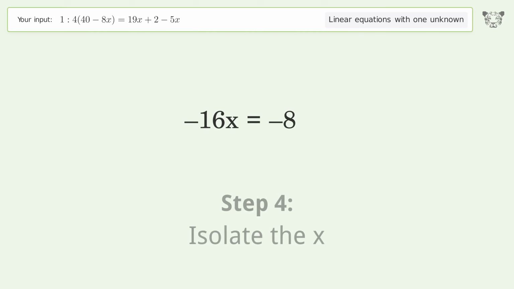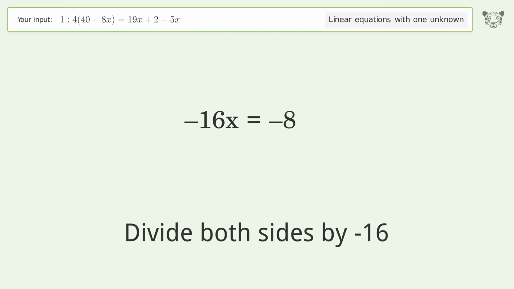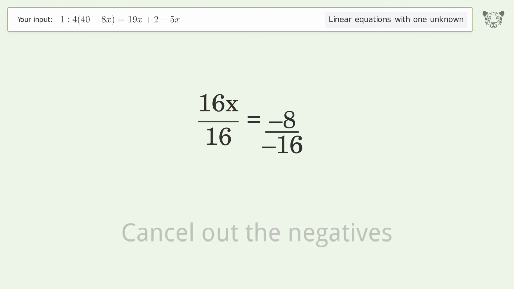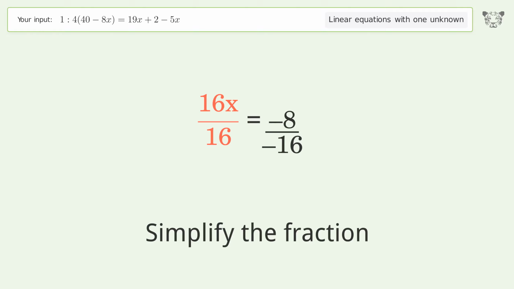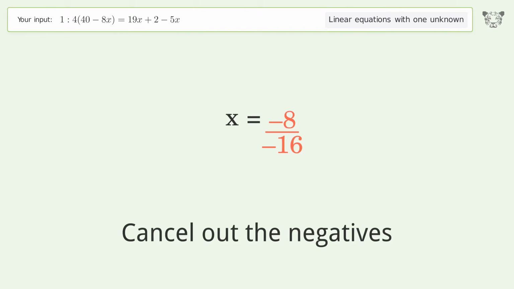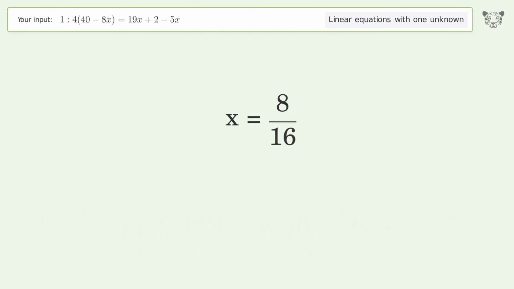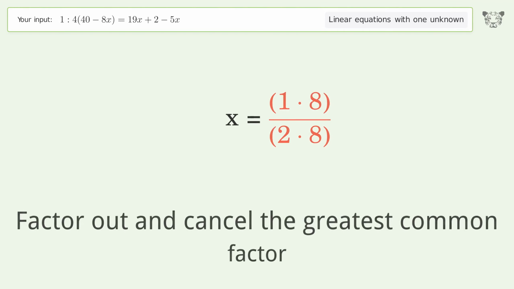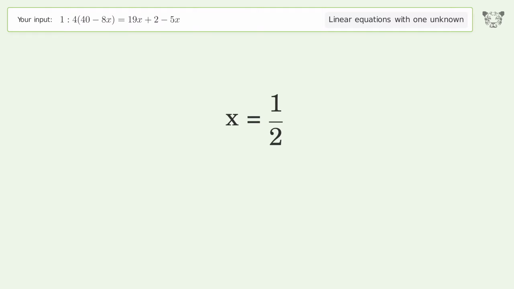Isolate the x. Divide both sides by -16. Cancel out the negatives. Simplify the fraction. Cancel out the negatives. Find the greatest common factor of the numerator and denominator. Factor out and cancel the greatest common factor. And so the final result is x equals 1 over 2.